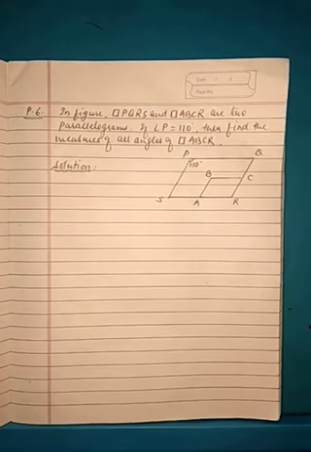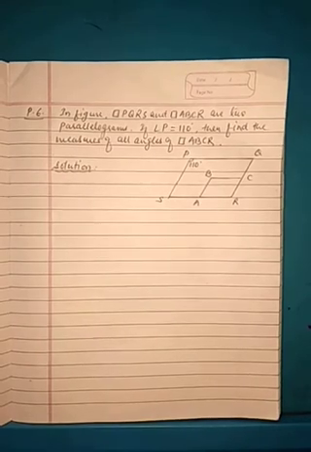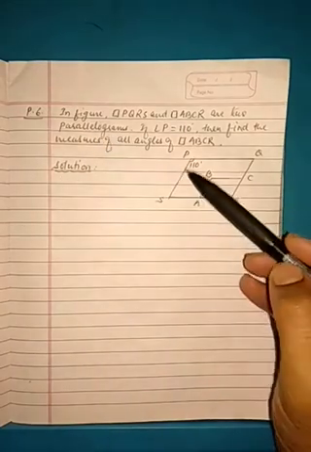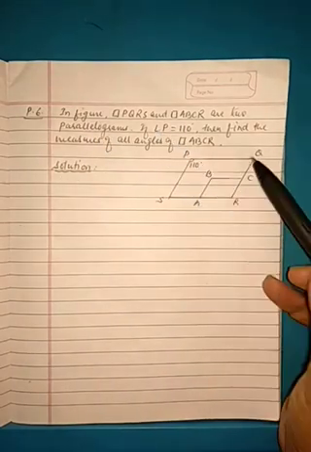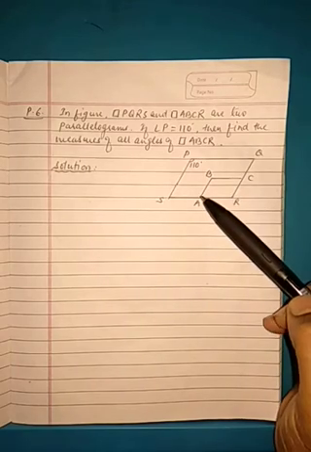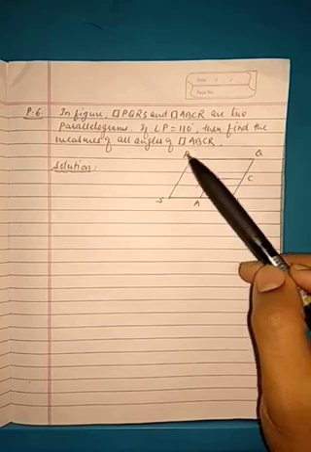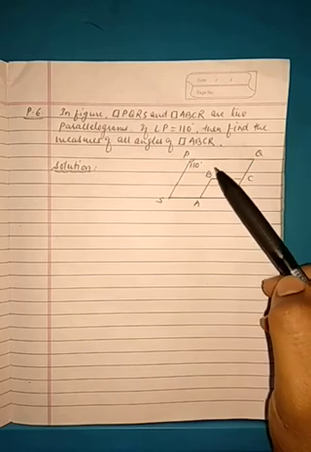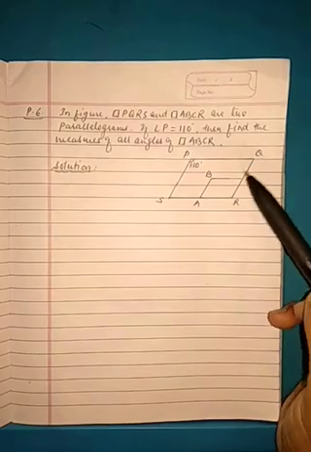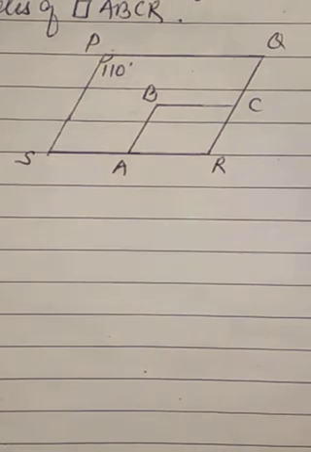Students, let's start with problem number 6. In figure, you can see quadrilateral PQRS and quadrilateral ABCR, two parallelogram. If angle P is 110, then find measure of all angles of quadrilateral ABCR. Okay, so let's see here. First we will observe here the figure, then we can proceed.